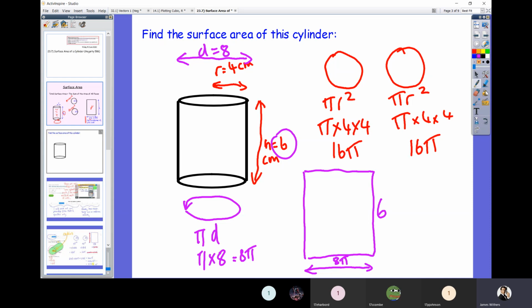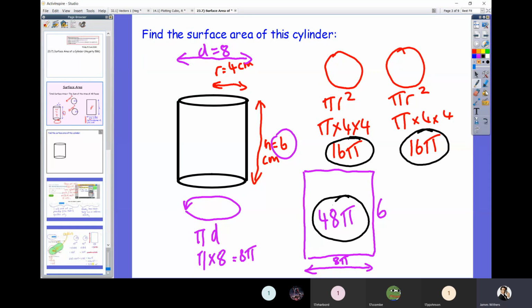So what is the area of that rectangle? It's 8 pi times 6. 6 eights are 48. So that area is 48 pi. And then finally, therefore, to work out the total surface area, you're going to add the 16 pi to the 16 pi to the 48 pi. Okay, 16 add 16 is 32.